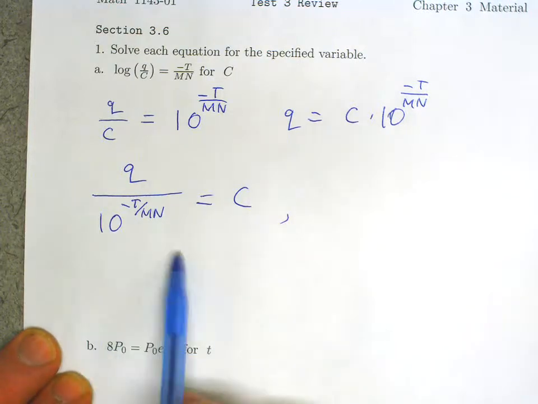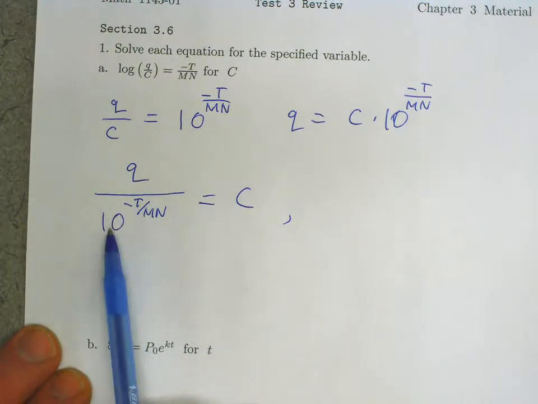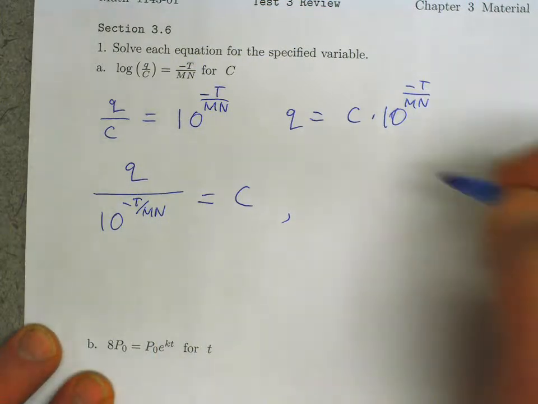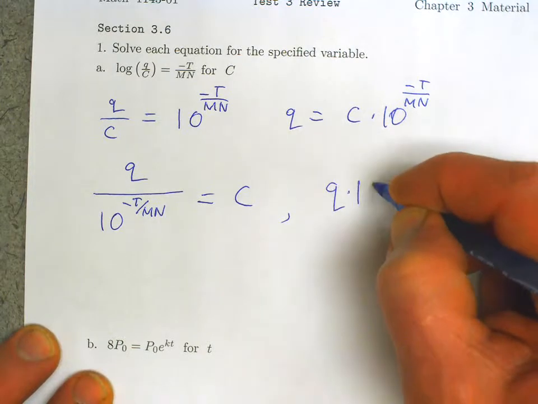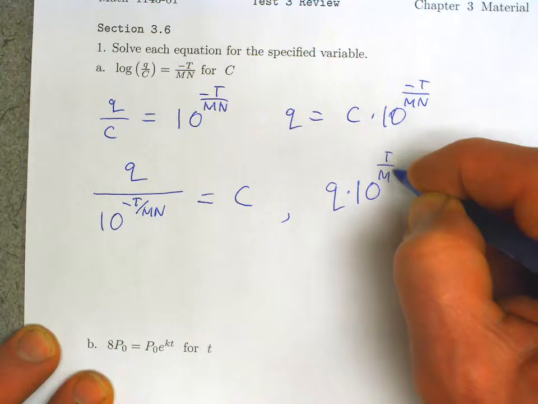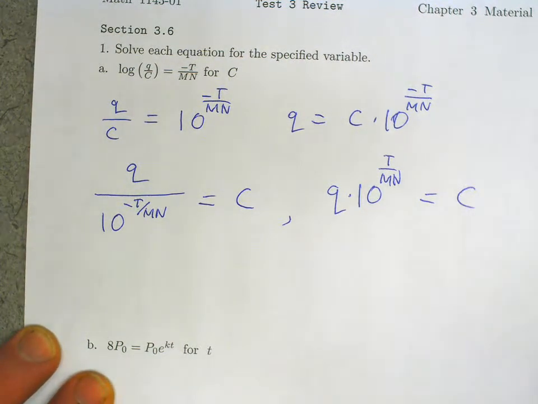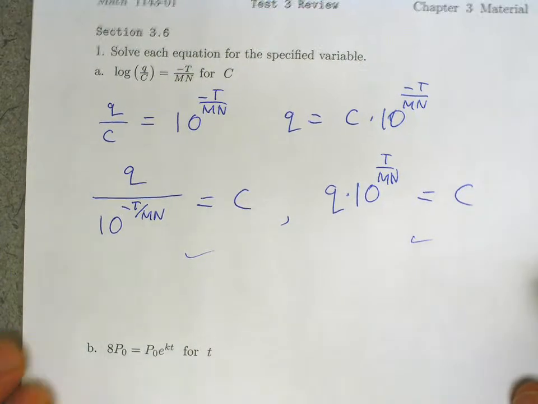And this is an okay answer, but since the exponent of this term in the denominator is negative, we can write it as q times 10 to the positive t over mn in the numerator and set that equal to c. But either way is okay in this case.